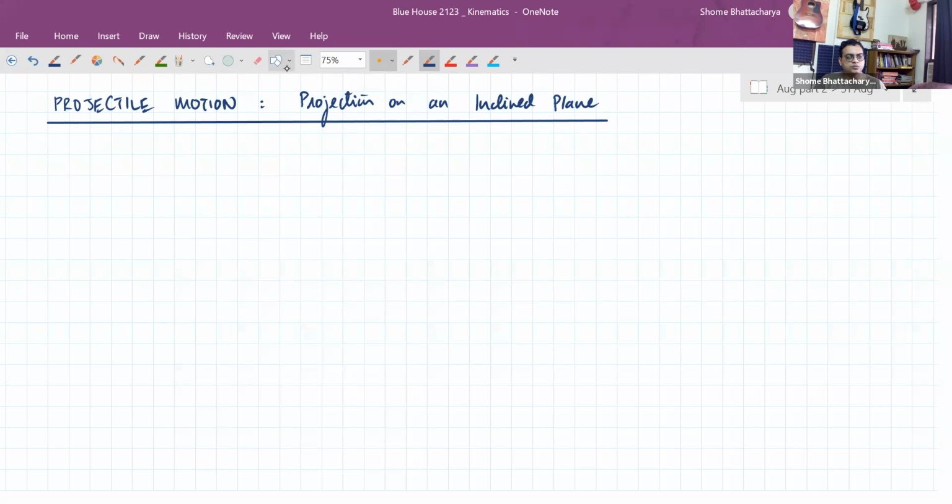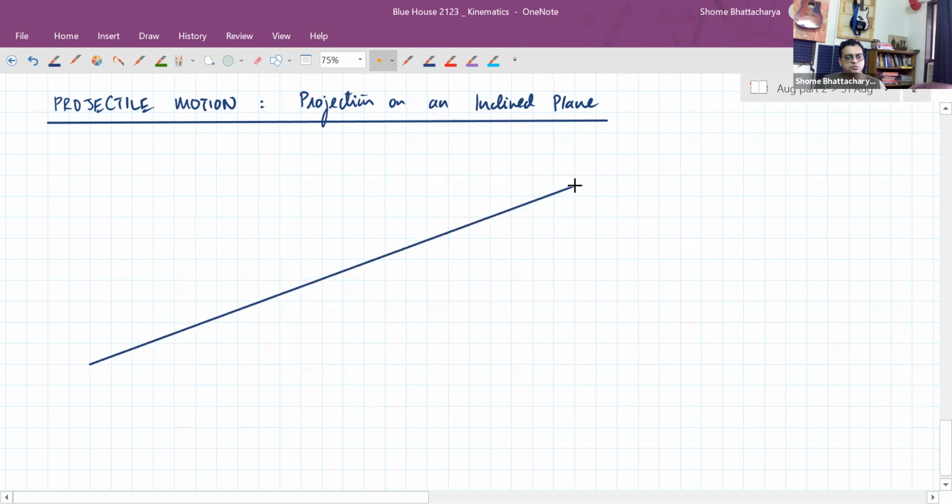Okay. So projection on an inclined plane can be, again, two situations. You can be projecting it up an inclined plane or down an inclined plane. So we'll discuss both the situations. But first of all, let us say we have an inclined plane which is having an angle with respect to the horizontal of alpha.